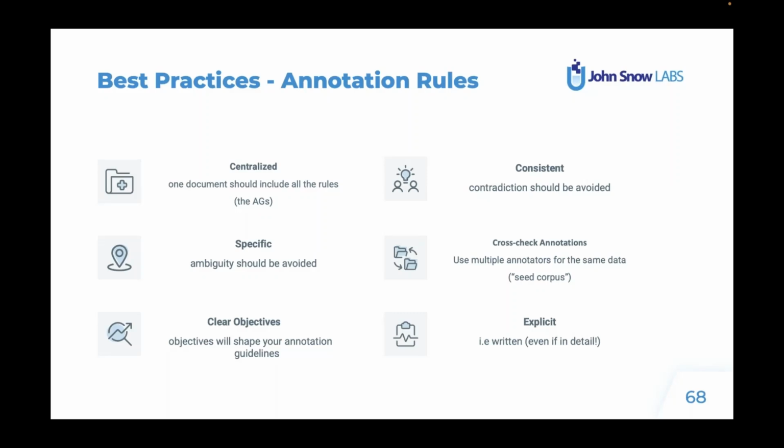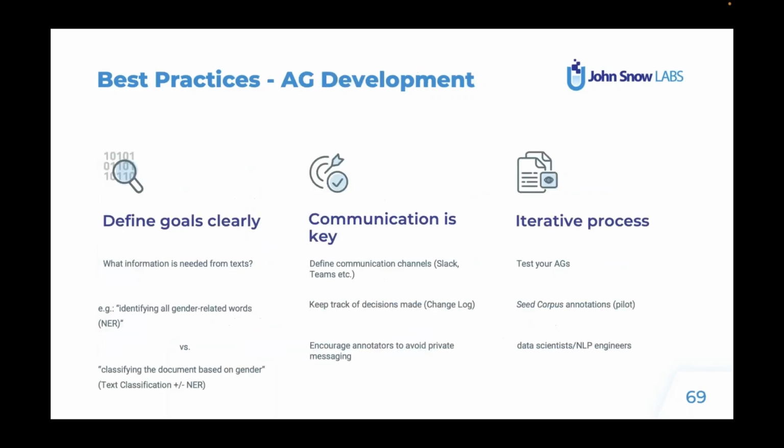And of course, for every type of rule or description you have for your entities, you have to be explicit and you have to write them down, even if they are detailed. You will see in the sample guidelines some examples like that. Once again, the goals should be defined clearly. You should define what you need to extract from text, what's the main purpose of that project. Is the main purpose NER and the secondary purpose text classification, or is it the other way around?